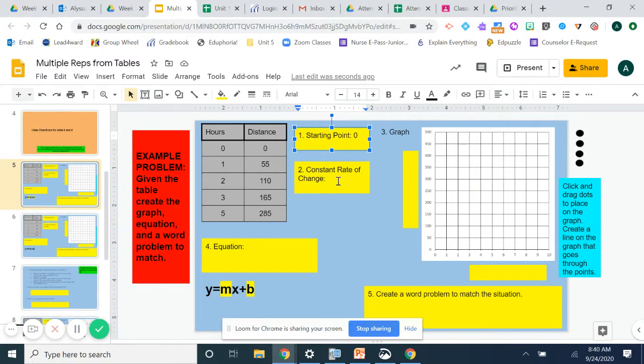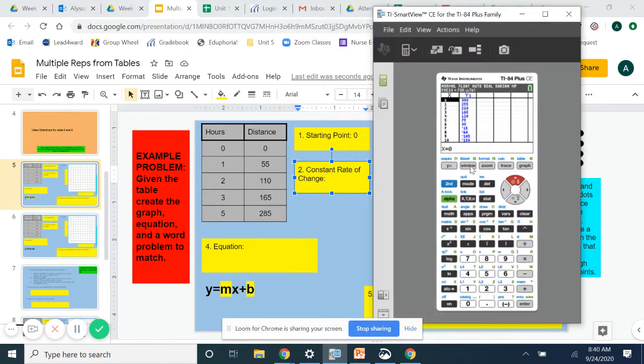Then I have the constant rate of change. So I need to figure out the distance they are traveling every hour. So I would just find a pattern here. So 0 hours, 0 distance. 1 hour later, they're at 55. Well, how do I go from 0 to 55? If I just add 55 to 0, that gets me to this one. Another hour passes. I'm left with 110.